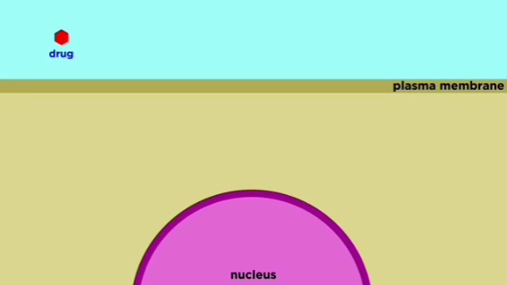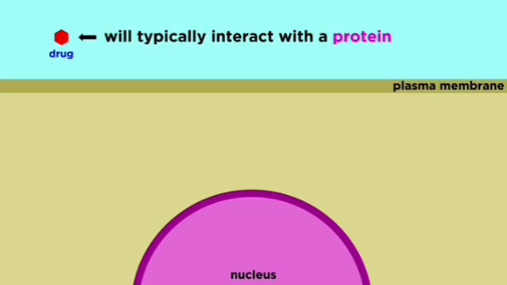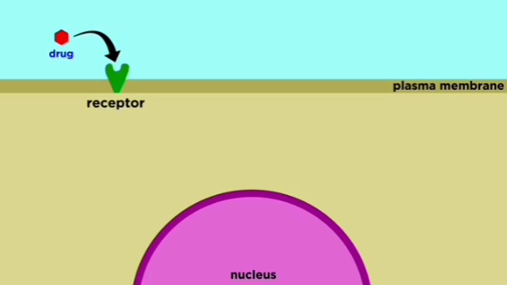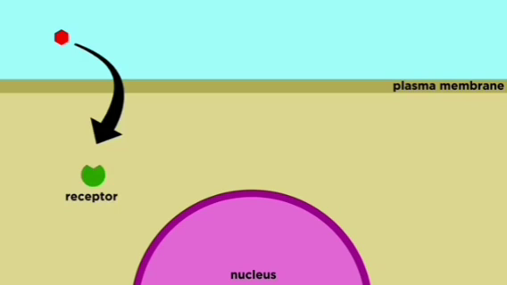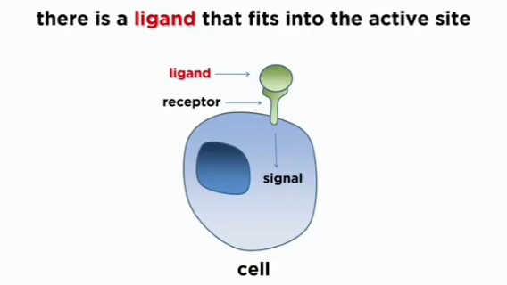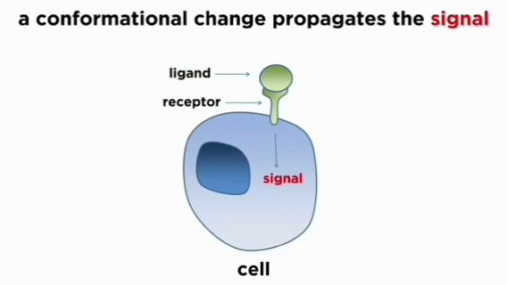a physiological response because of the way that they interact with a particular protein. Most often this will be a receptor protein, which may be embedded in the cell membrane, or it may be found inside the cell, whether in the cytoplasm or the nucleus. As we recall from the biochemistry series, any receptor will have a ligand, which is a molecule that fits into the active site of the receptor, and in essence turns the receptor on, evoking a conformational change that then propagates the signal in one of several ways.